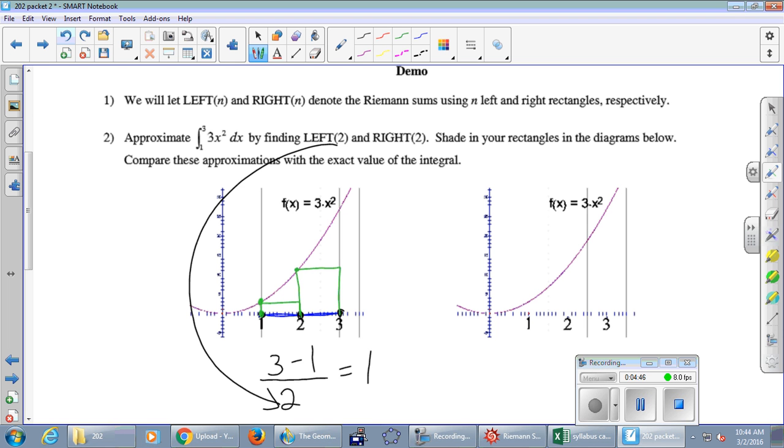Same idea for the picture on the right-hand side. Let's use 2 right rectangles. So for example, between 1 and 2, which endpoint determines the height now? 2. So you go to 2, up to the curve, that's the height. And now which way am I drawing? To the left because we were going between 1 and 2. So there's your first right rectangle.